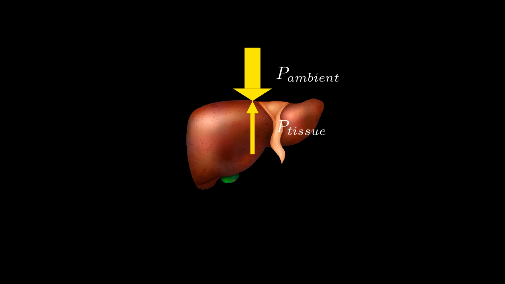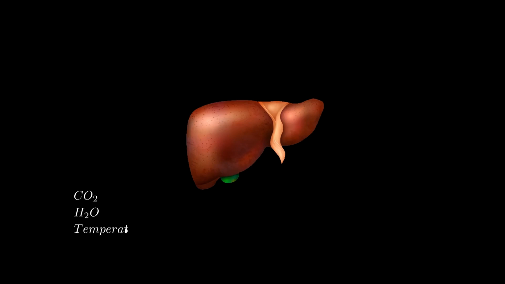In the off-gassing state, the ambient pressure is lower than tissue pressure. In this state, gas will flow outside of the tissue. Keep in mind that this is a major simplification of how inert gas is handled by the body. Remember that we are ignoring the partial pressure of CO2, partial pressure of water vapor, and temperature.